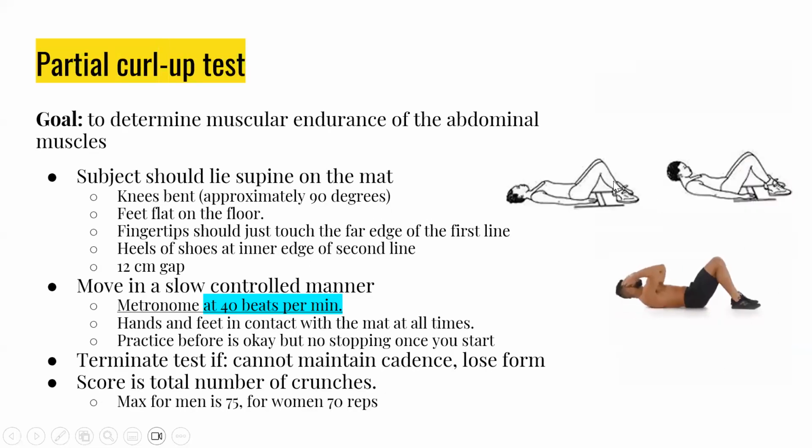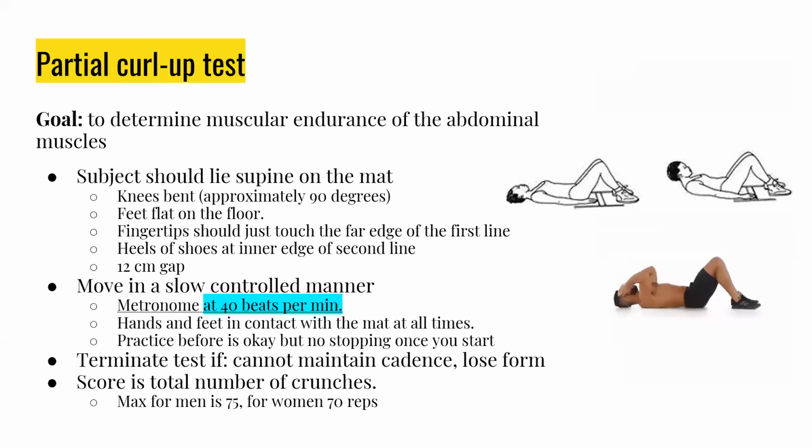For the partial curl-up test, you're going to have 2 lines. It's going to be tape measure on the ground, where you'll be able to place your heels on one line and your hips on the other line. And you're going to crunch up to touch the second line and crunch back down to the first line, just like in this picture here. For this test, you're going to be following along a metronome that's 40 beats per minute. So you're going to be crunching up, down, up, and down at the metronome beat.